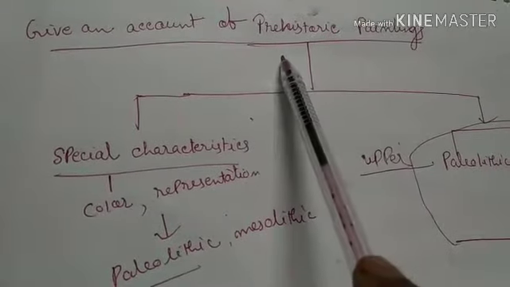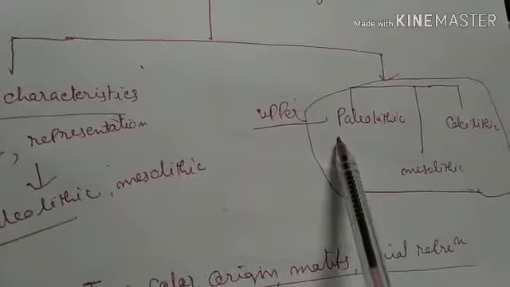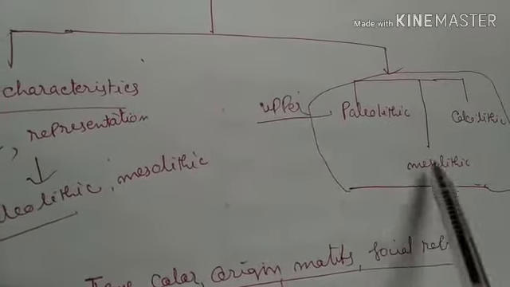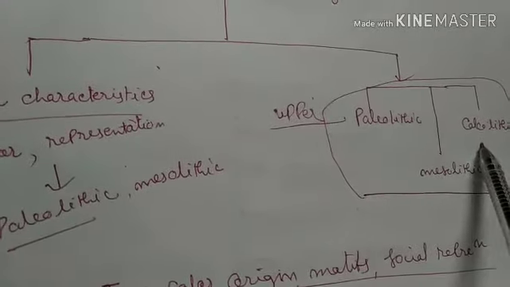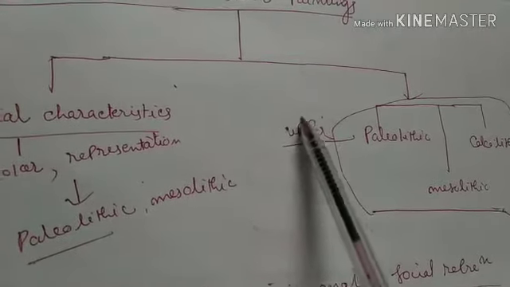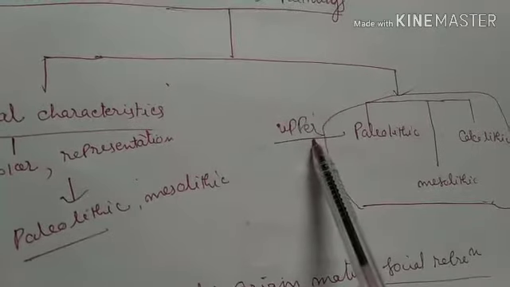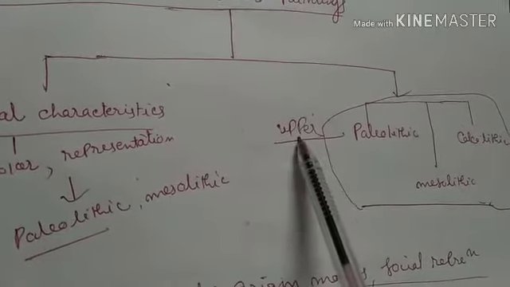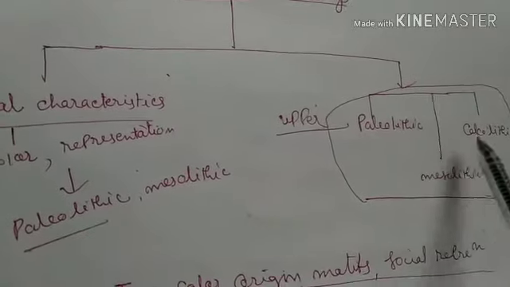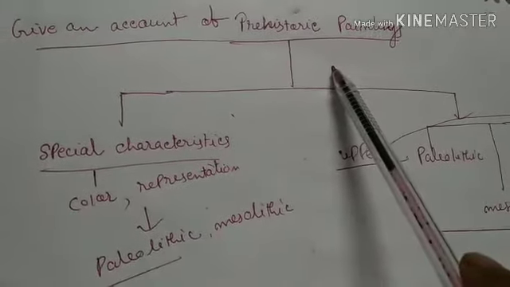Whenever we say prehistoric paintings, it will encompass Upper Paleolithic, Mesolithic and Chalcolithic. In India, in the Lower Paleolithic age, there is no historic evidence of paintings. Only from the Upper Paleolithic age have we found evidence of paintings. So Upper Paleolithic, Mesolithic and Chalcolithic: these are the three stages which will be included in prehistoric paintings.